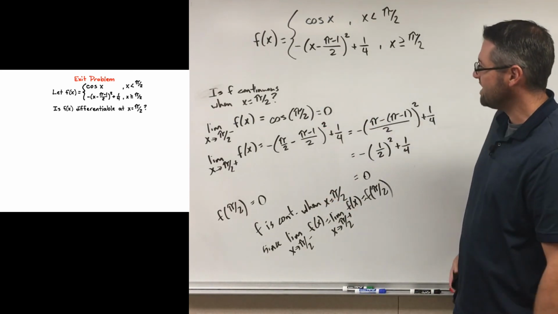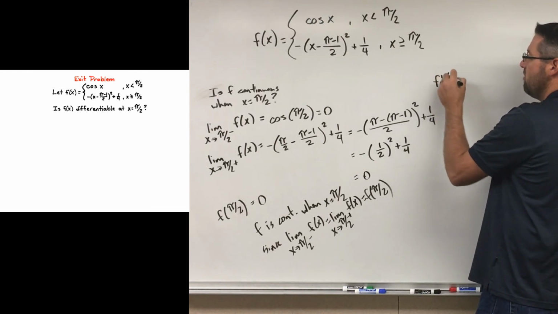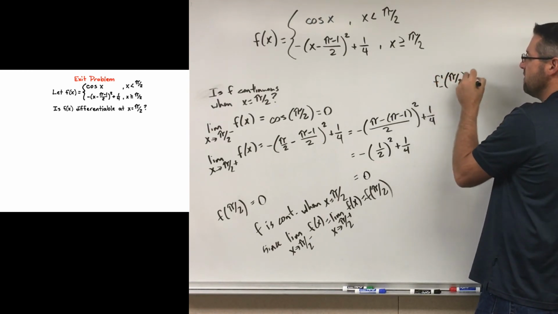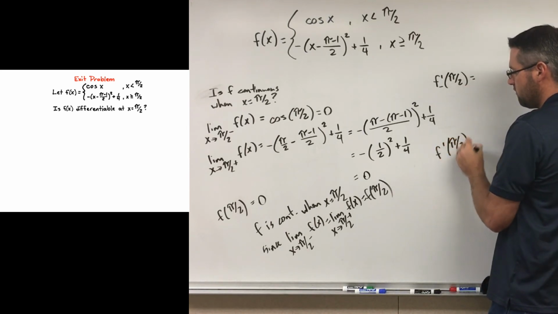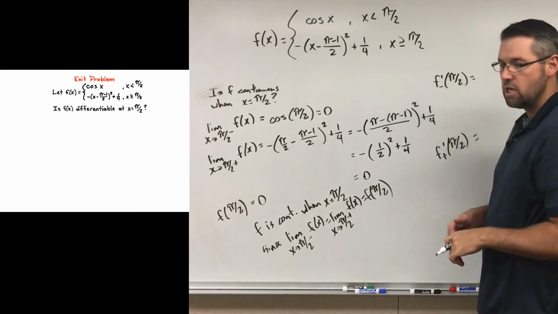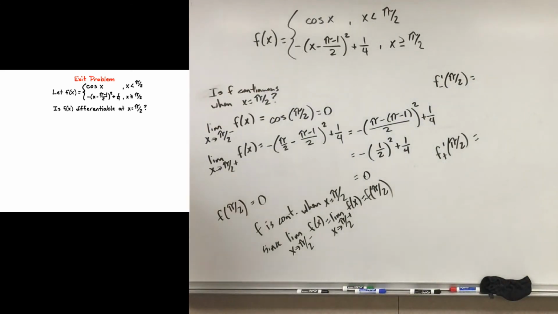All right, the next thing we need to figure out is what f prime of pi over 2 is from the left, and then we'll also need to figure out what f prime of pi over 2 is from the right. We need to see if those match. And this is where we're going to be able to use our calculator to determine this.